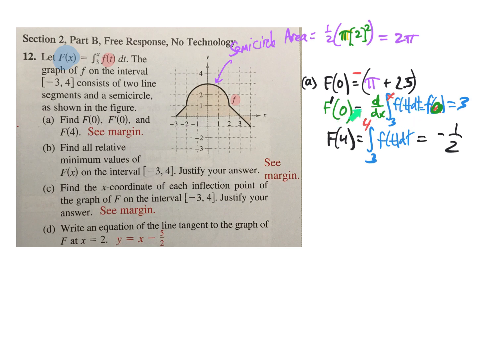In this case, our input was 0. And so the rate of change of the area accumulation, which is big F prime when x is 0, is little f of 0, which is 3.